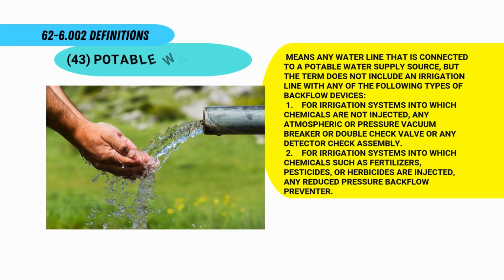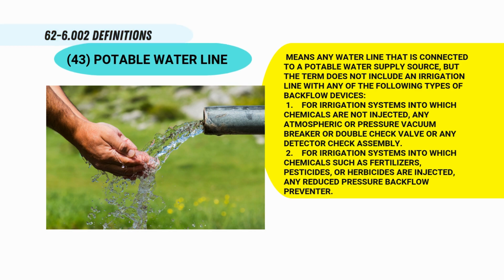43. Potable water line means any water line that is connected to a potable water supply source, but the term does not include an irrigation line with any of the following types of backflow devices. 1. For irrigation systems into which chemicals are not injected, any atmospheric or pressure vacuum breaker or double check valve or any detector check assembly. 2. For irrigation systems into which chemicals such as fertilizers, pesticides, or herbicides are injected, any reduced pressure backflow preventer.